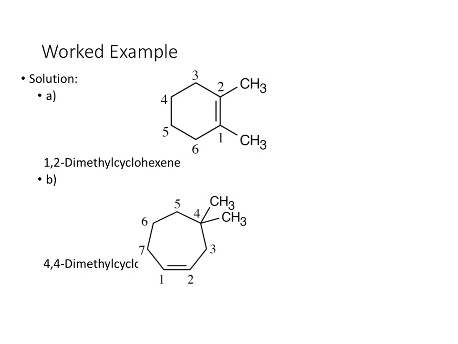Now again, pause the video and try this on your own and put your answers in the chat. So here for problem A is 1,2-dimethyl-cyclohexene, so it's a 6-membered ring, which would be cyclohexane, but there's a double bond, so that becomes cyclohexene.